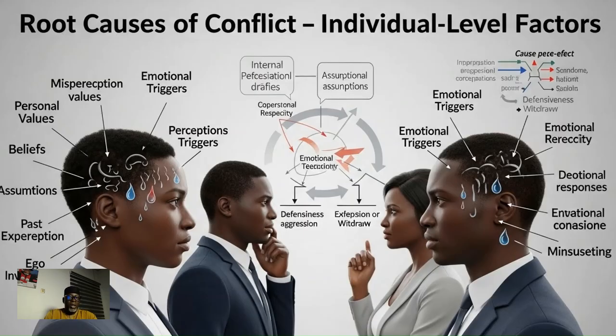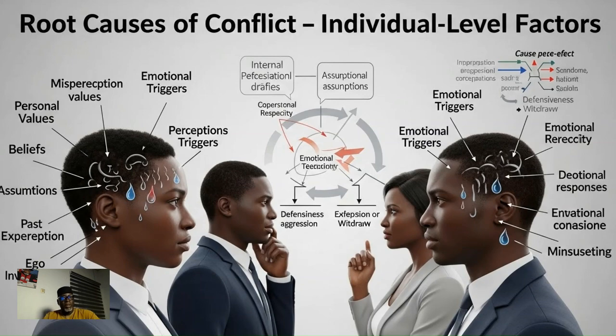Number 4, power imbalances. Inequalities in power and authority can create conflict, especially when one party feels oppressed or marginalized. Power struggles often manifest in workplace hierarchies, in political settings, and even social structures. Then, of course, we have emotional triggers. Personal emotions such as anger, jealousy, or even fear can spark conflicts. Emotional triggers are often tied to past experiences, personal insecurities, or even perceived threats.